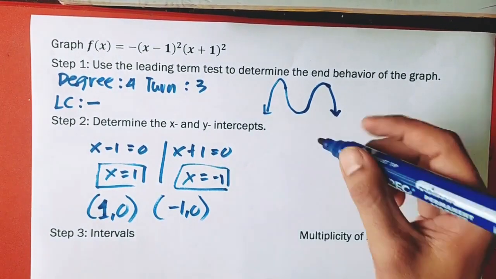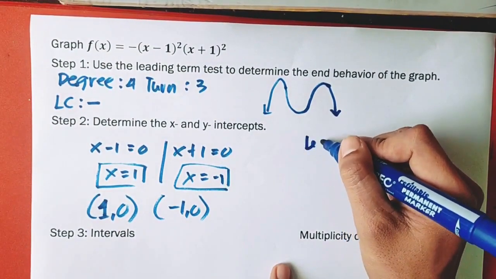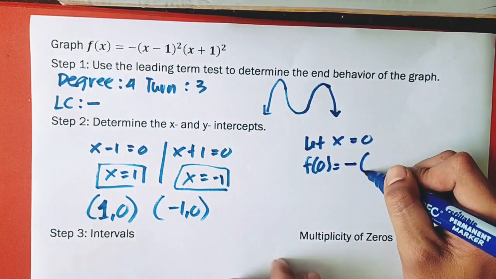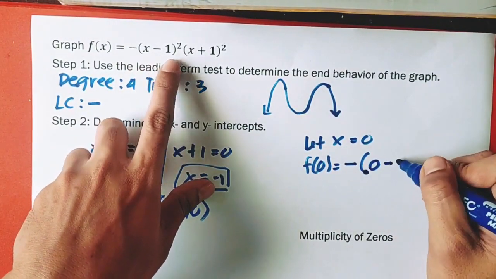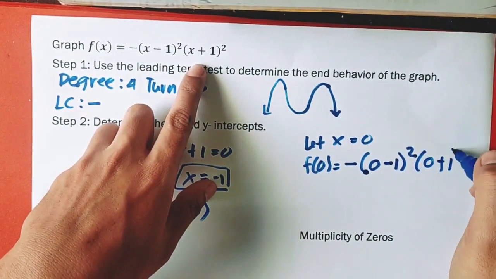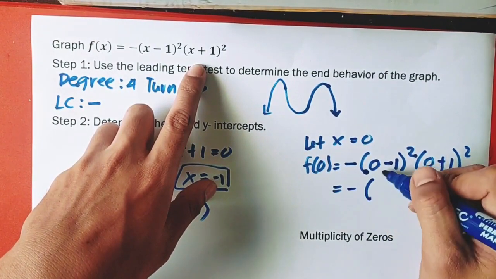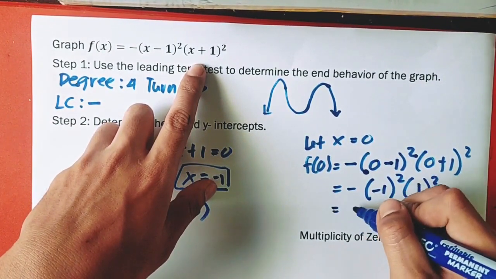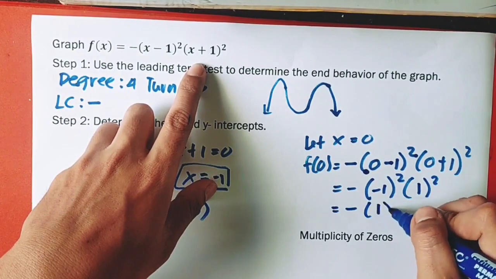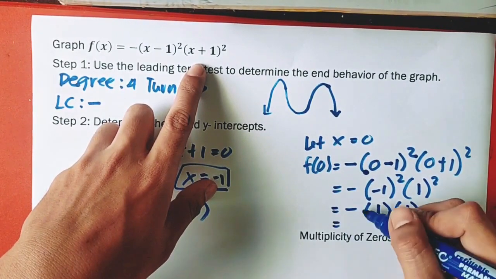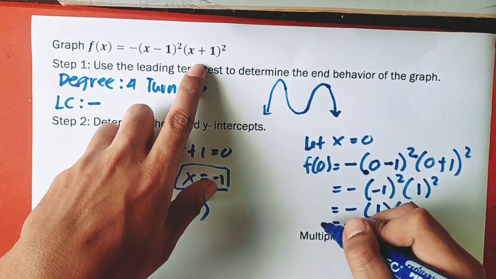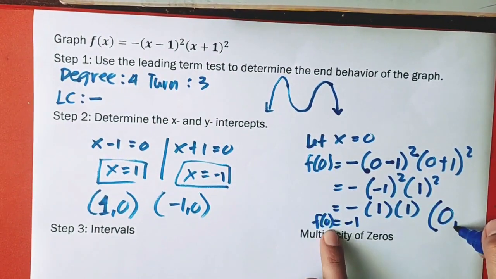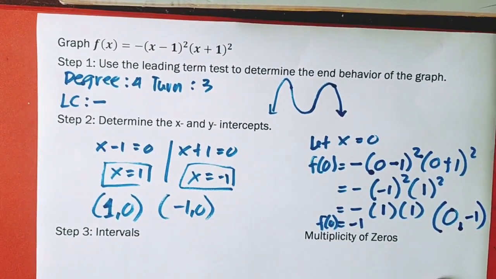How about the y-intercept? Let x equal 0. f(0) equals negative times (0 minus 1) squared times (0 plus 1) squared. 0 minus 1 is negative 1, squared is 1. 0 plus 1 is 1, squared is 1. So negative 1 times 1 times 1 is negative 1. So the y-intercept is (0, -1).